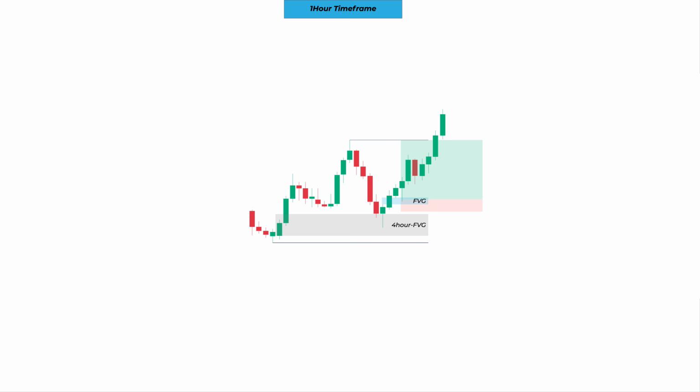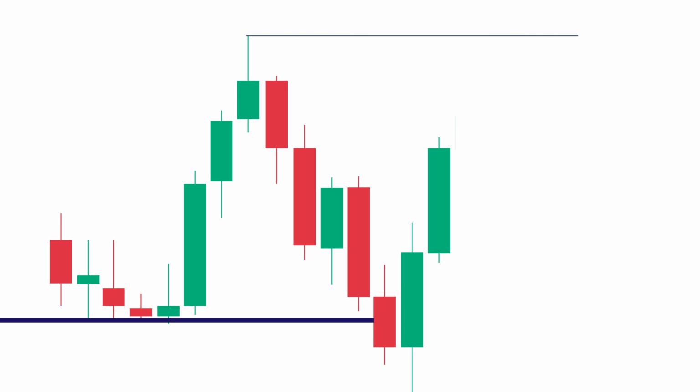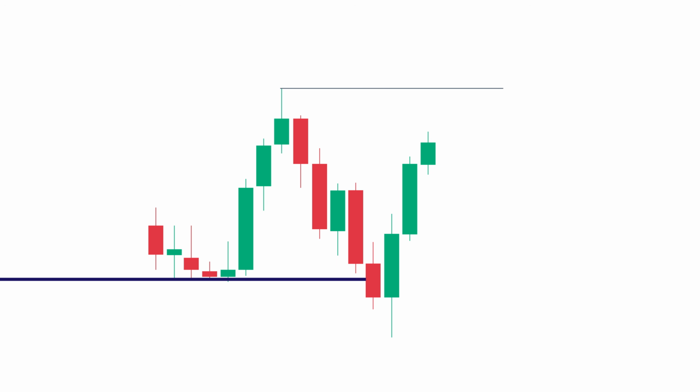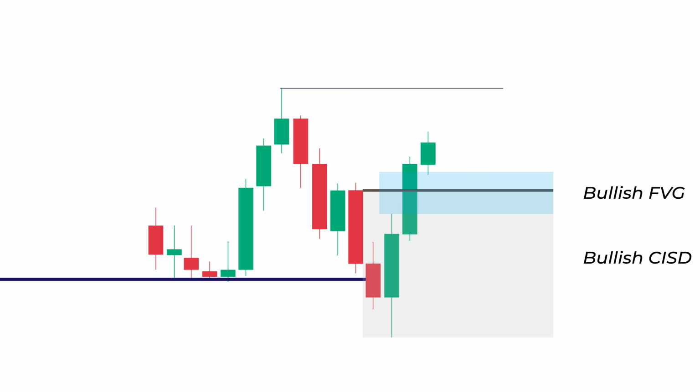Now let's add another layer of confluence. Look at this bullish order flow leg. Before the leg formed, price had attacked a higher time frame liquidity level, then it reversed higher. During that move, the market also created a bullish CISD. If you're familiar with CISD, you know it can be used as a level for identifying a shift in directional momentum. Here the bullish FVG overlaps with the bullish CISD, and that creates a much stronger support zone.